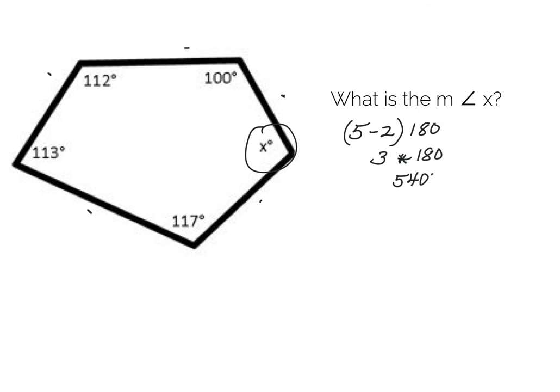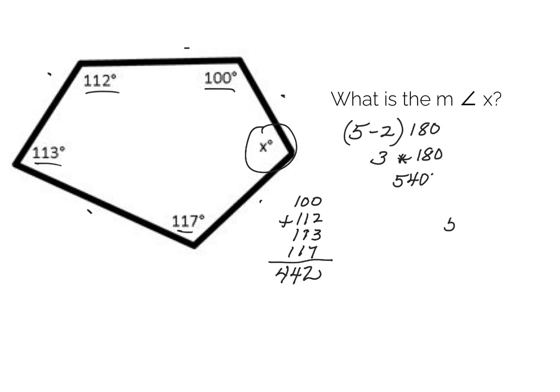Now I'm going to go through and I'll use my calculator to total up all of these angles that are given. 100 plus 112 plus 113 plus 117. I have 4 angles and I need to total them all. And after using my calculator, I get a total of 442. Now I know 442 degrees have been used up already in the interior angles of this pentagon.